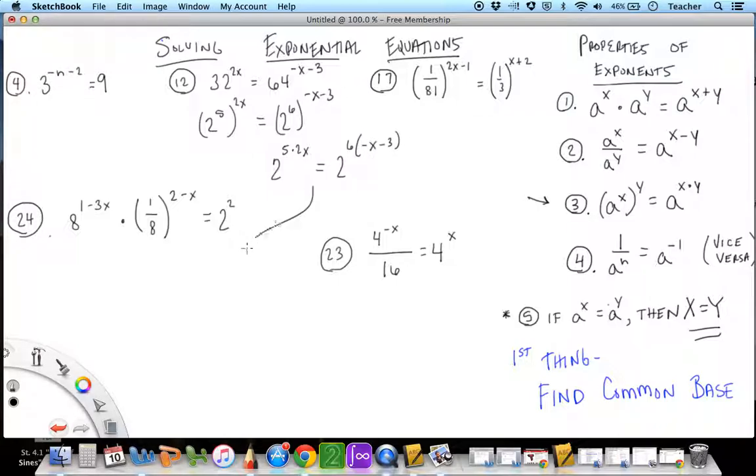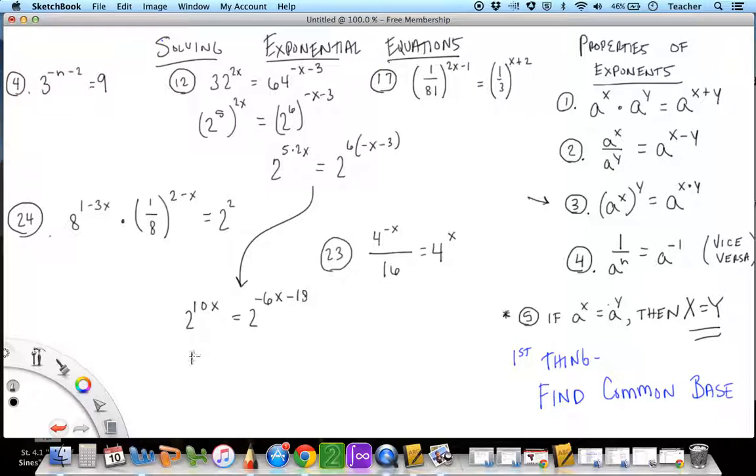I'm trying to find a space. I'm going to go down here. We have 2, 5, that would become 10x. My apologies, 10x. And this would become 2 to the negative 6x minus 18. All right, so I'm at that goal. I'm at that step number 5 that I need to be at.